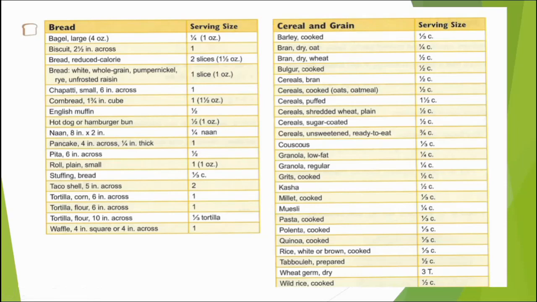So if we use bread, either white, whole grain, pumpernickel, rye, unfrosted raisin, one slice is 1 ounce, so that's one starch exchange. So pancakes is considered the bread exchange. You get one 4 inch across.